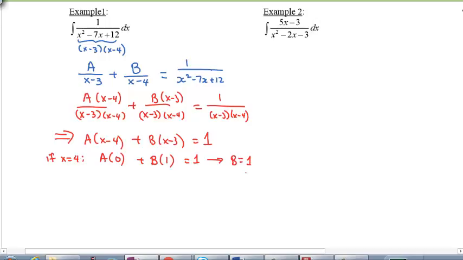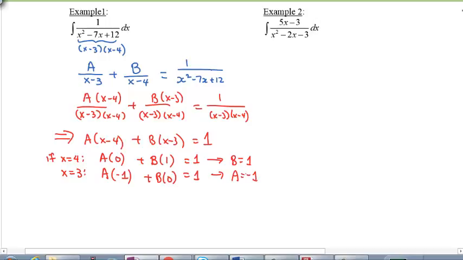So similarly, I can choose another value of x, and guess what I'm going to choose? If you said 3, you're correct. And look what happens here. It's A times 3 minus 4, which is negative 1, plus, in this case, B times 0, and that equals 1. So that leads me to know that A equals negative 1.